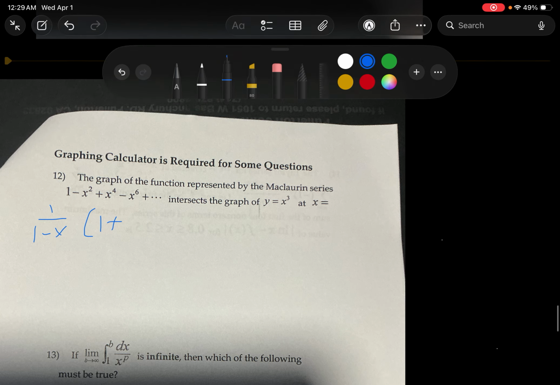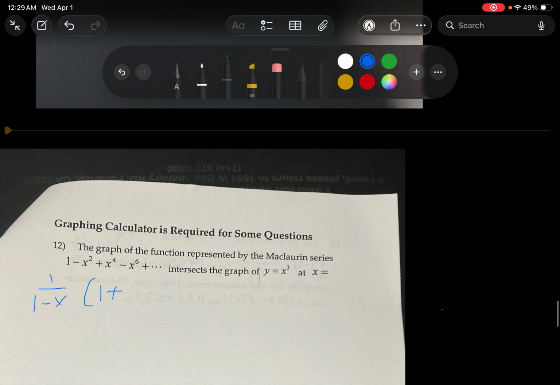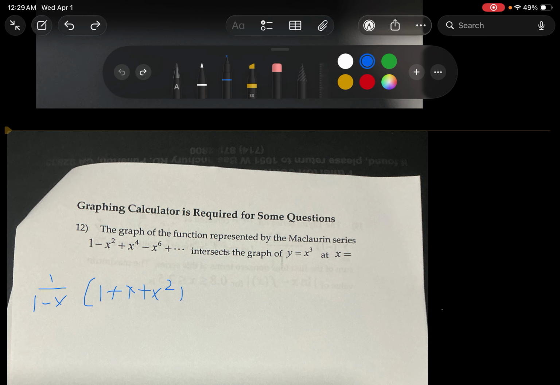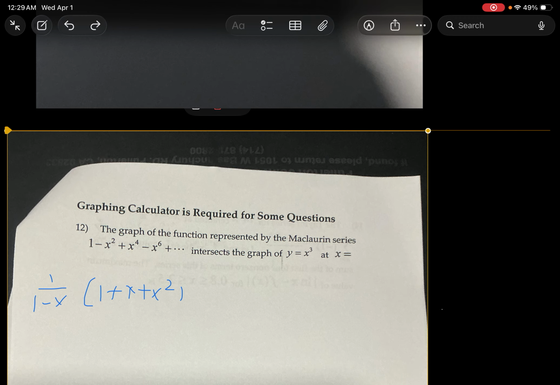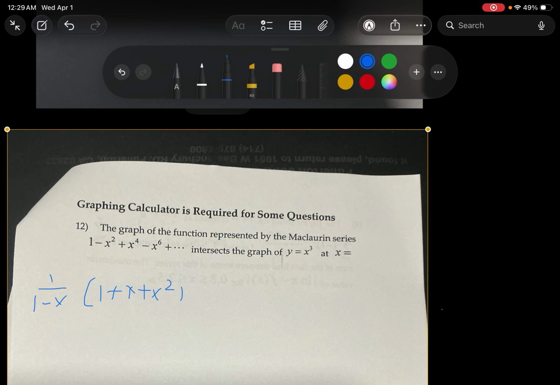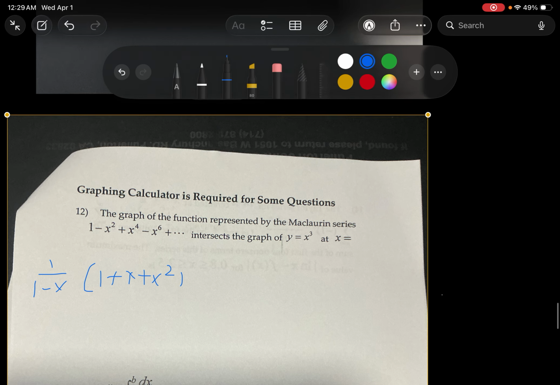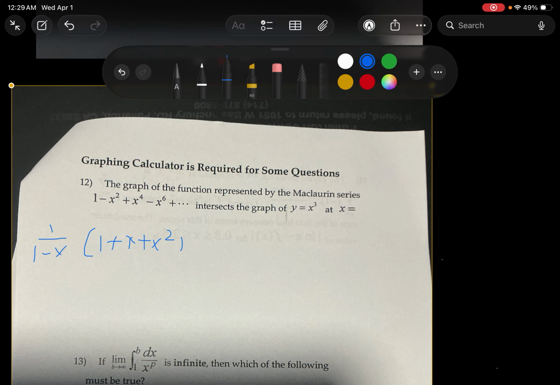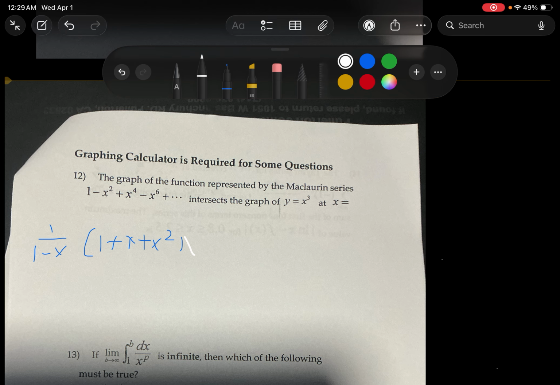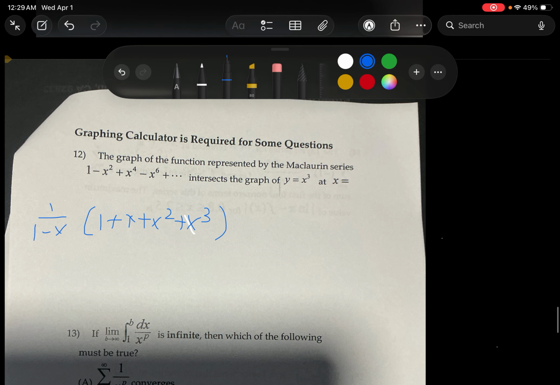1 plus x, plus x squared plus x cubed. Okay, now it's drawing. Plus x cubed. Alright.